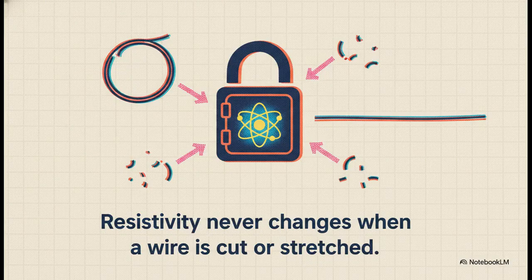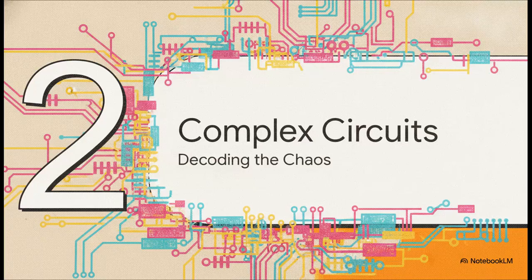Now, here's a detail that always trips people up. Resistivity. No matter what the question says about stretching, cutting, or bending the wire, resistivity never ever changes. Why? Because it's tied to the actual material itself, like whether it's copper or iron, not the physical shape. Keep that rule locked in your mind. Moving right along to section 2, decoding complex circuit questions.